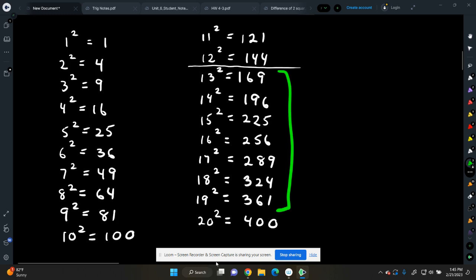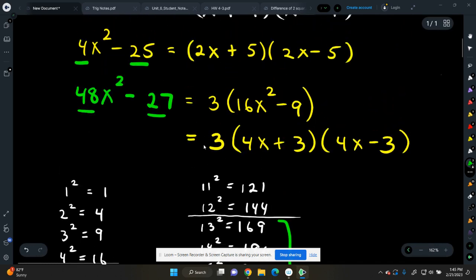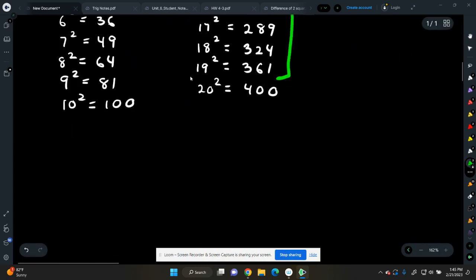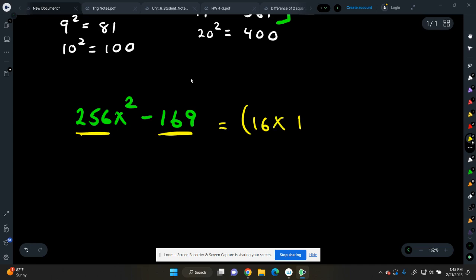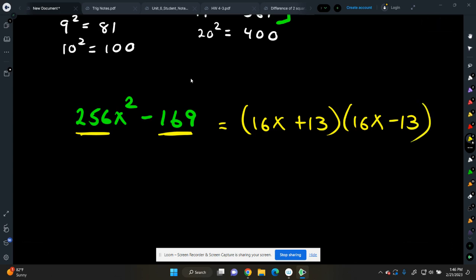The reason we have to memorize them is so that when we're doing these problems, we immediately recognize the perfect squares. So I want to be able to have a factor like this, like 256x squared minus 169. You will immediately recognize that these are perfect squares. So this is 16x plus 13, 16x minus 13. You have to know your perfect squares. Okay?